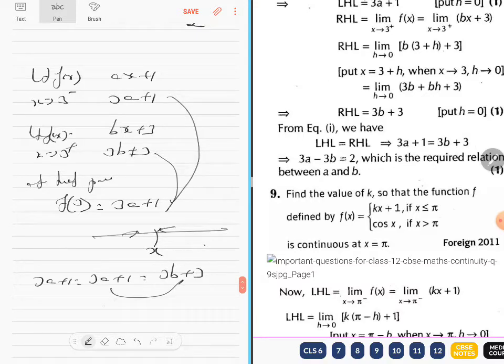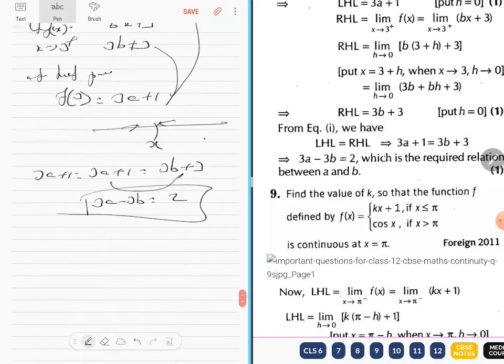So I can equate this with this and I can get an equation 3a minus 3b is equal to 2. Yeah, I can get a relationship, and that's all they want. They only need a relationship in this case for a and b. Obviously you can't find a and b in this sum. So let's go to the next sum.